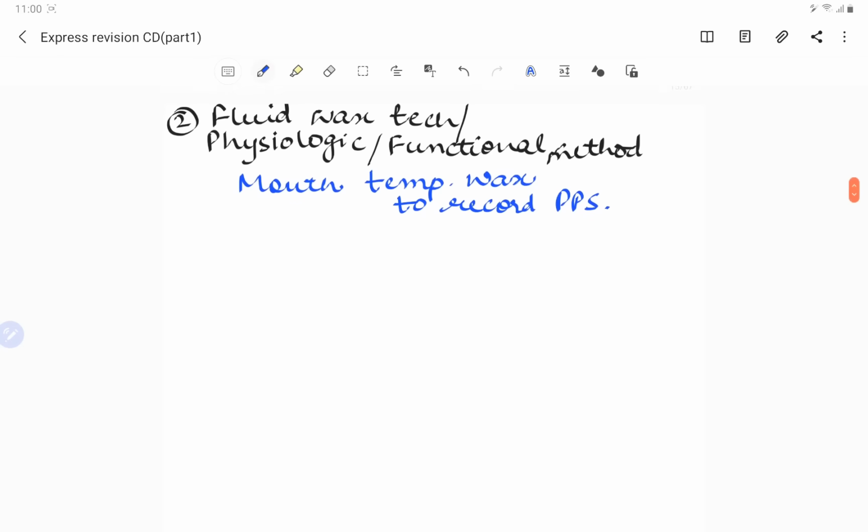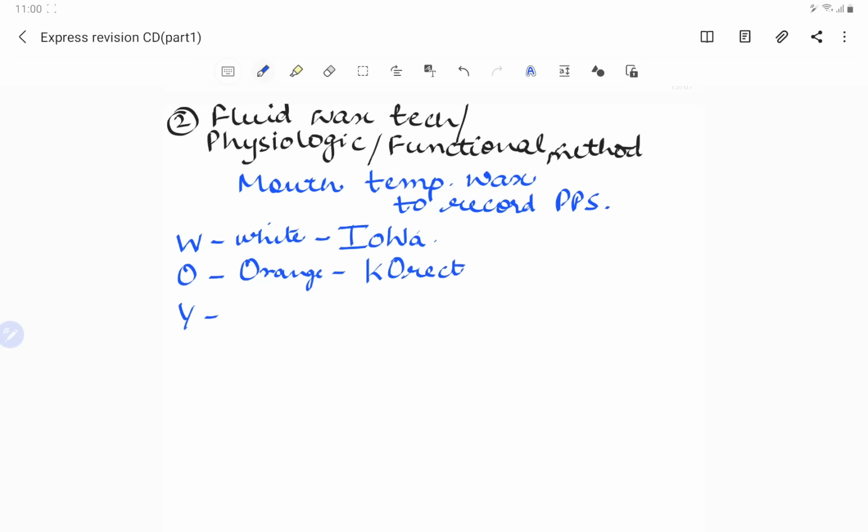What are the waxes which we use? You can write WO. So white color wax is the Iowa wax. O is the orange color, which is our correcta, wax number 4. So all these questions can be asked.